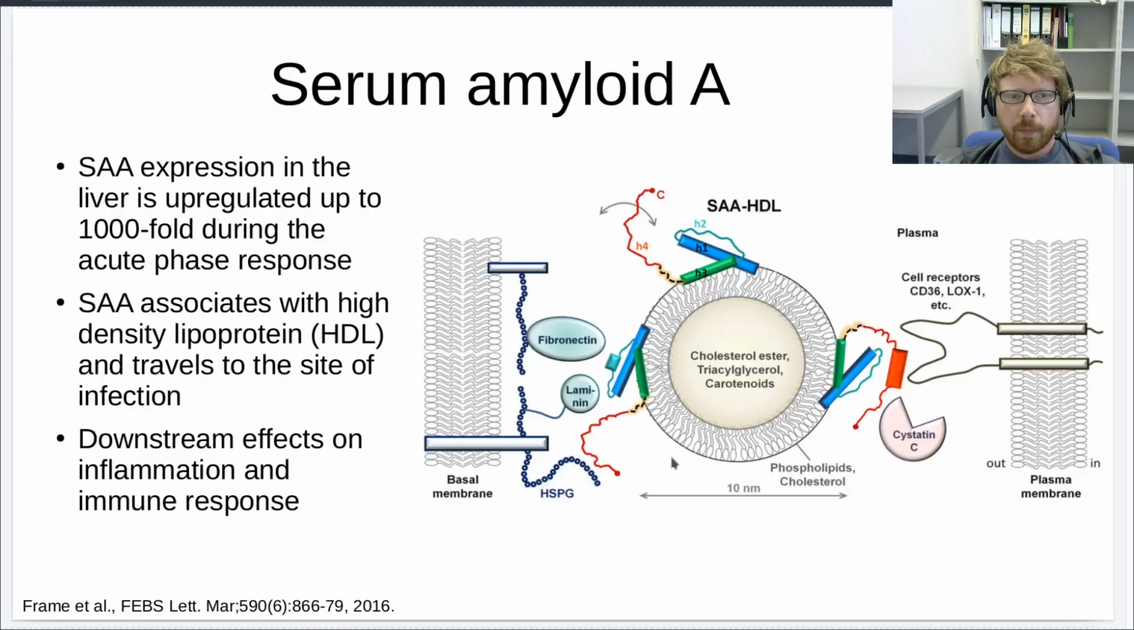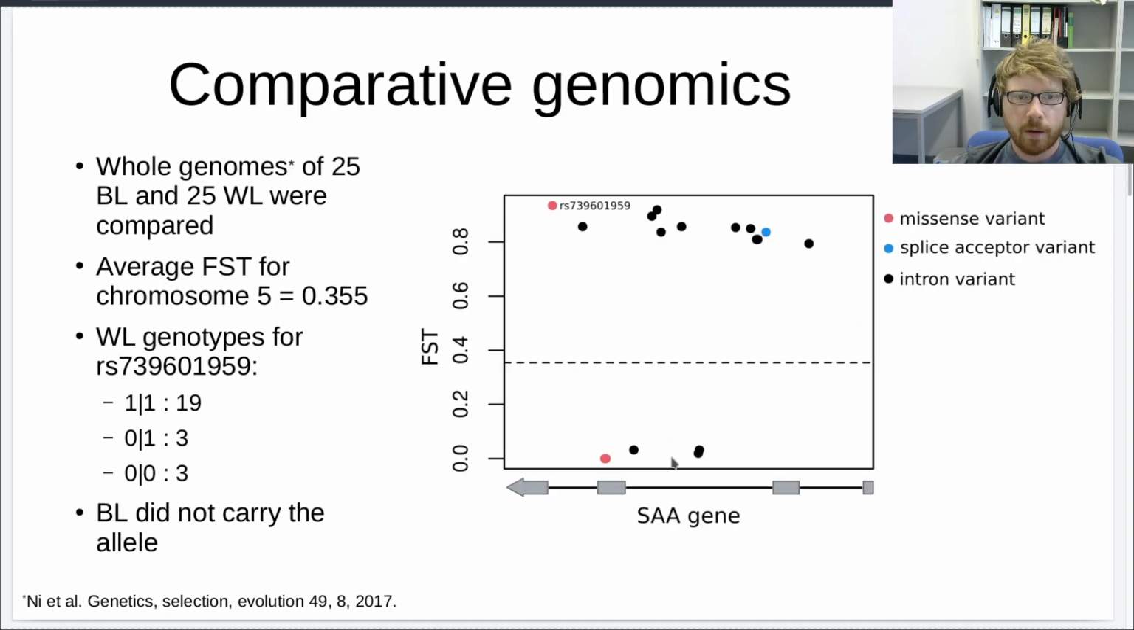So SAA is an acute phase protein, and its expression is induced up to 1,000-fold upon bacterial infection or injury, for example. After its production in the liver, SAA associates with high-density lipoprotein and then travels to the site of infection, where it has downstream effects on inflammation and the immune response. So we were interested if the two chicken lines, brown and white layers, differ in their SAA gene sequence.